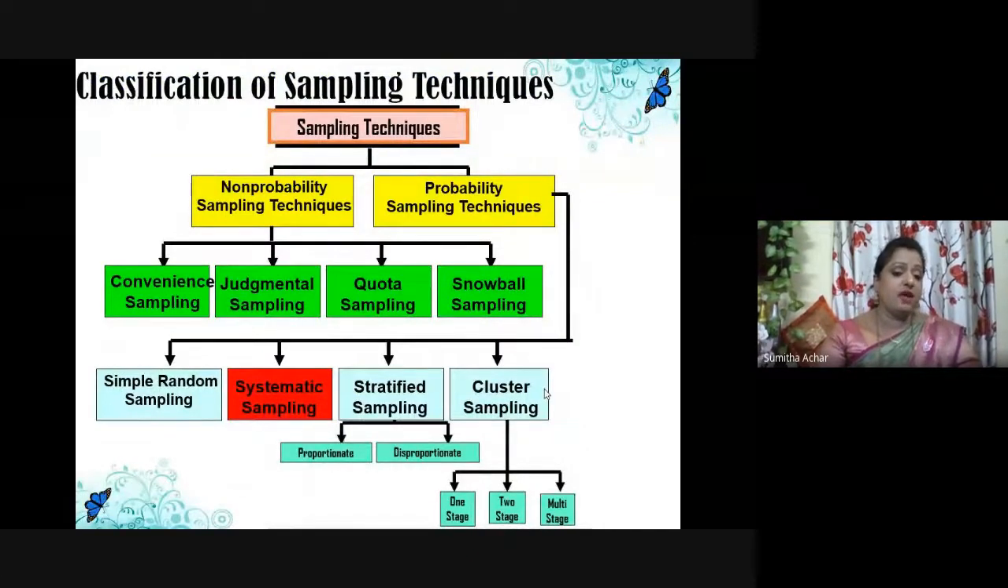The second one is the systematic method. Now you may wonder, when we have a simple random sampling method, why do we have to go for the systematic method? Simple random sampling has its own limitations. Understand this, whether you are taking large samples or small samples, it has its own limitations. But if your population is defined with small samples, then it's better that we go for systematic sampling.